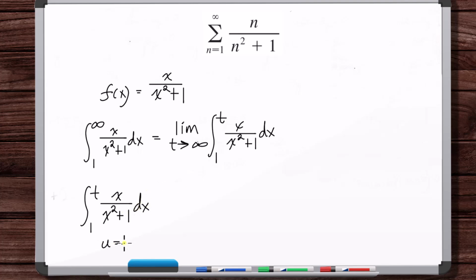Okay, if u is equal to x squared plus 1, then 1/2 du is x dx. When x is equal to 1, u is equal to 2. When x is equal to t, u is equal to t squared plus 1. Take out the 1/2. You've got 1 over u du.